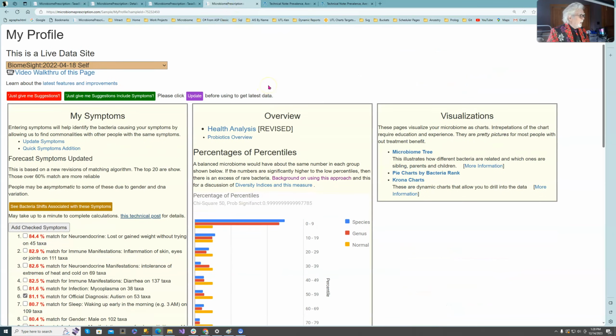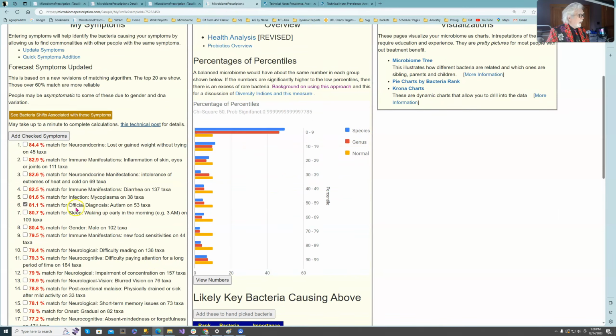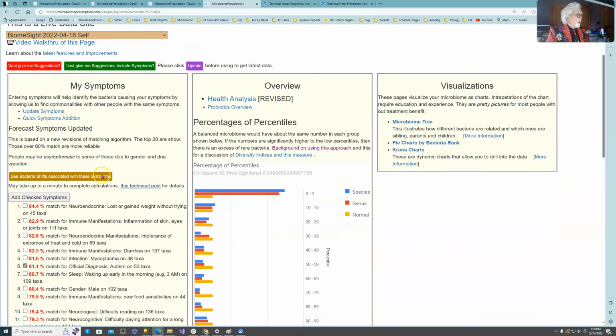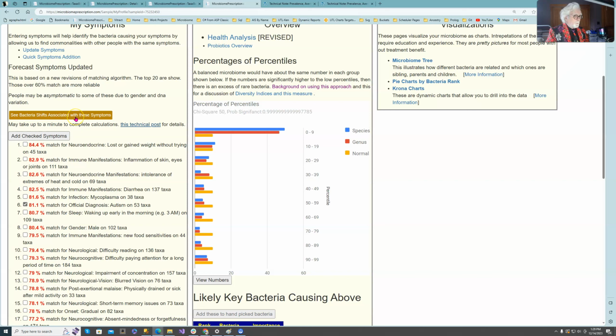So here I have an example of a person. This person has an official diagnosis of autism and symptoms, and we have an 81% match, which is pretty good for identifying it. We have neurological things suggested, intolerance, etc. Now, this person has entered a bunch of symptoms. We could try going for normalization, which would be done by just giving me a suggestion and we'll go through. But we now have a different way.